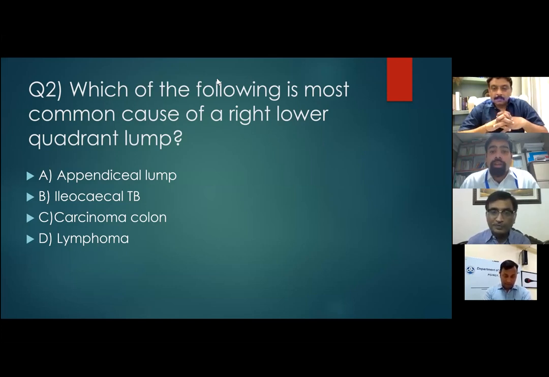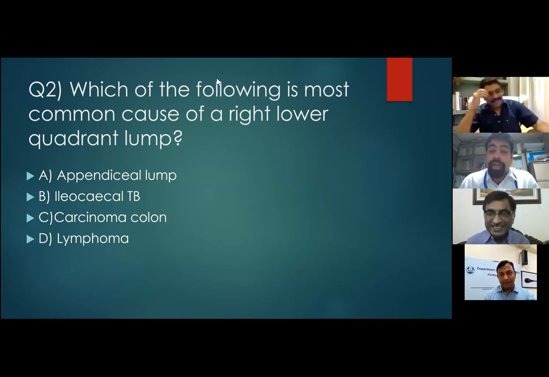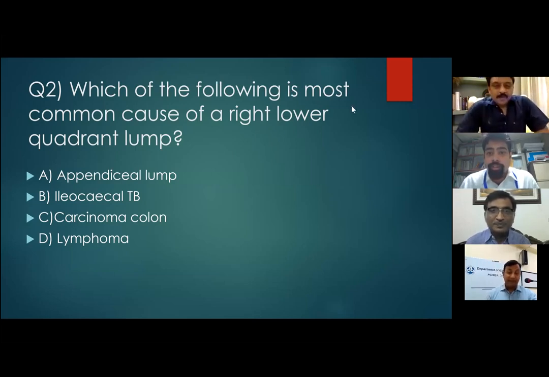The results are accumulating. We'll share with you in a couple of seconds. So almost 60% again say it is ileocecal TB. But this time the proportion in favor of appendiceal lump has gone up. 40% are saying it's an appendiceal lump, which is the more common. And CA colon and lymphoma don't have many takers, less than 5% each. So almost 60 and 40 is the difference. Let's see what the answer to this is.